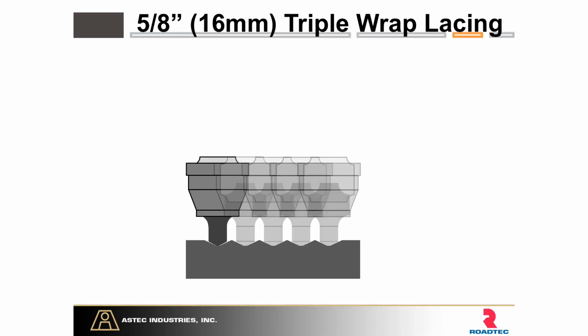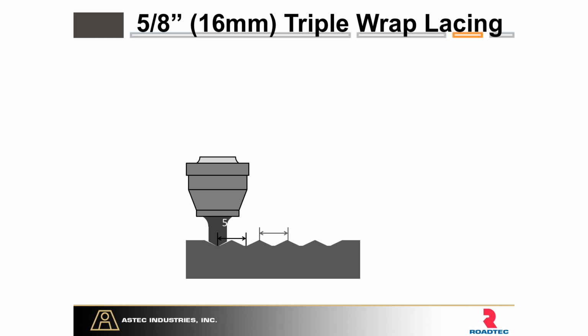So this is what we mean with 5/8 of an inch. We mean if we were to sit this drum down, in one rotation of the drum on the surface, we would have a peak-to-peak and valley-to-valley measurement of 5/8 of an inch.